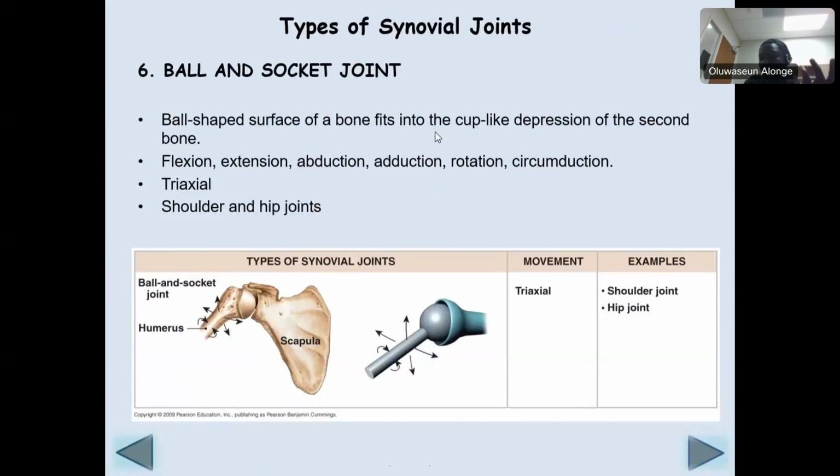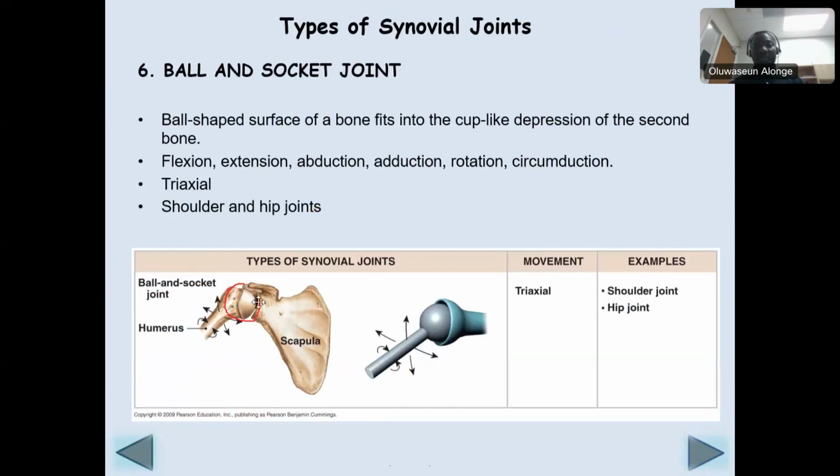Now, ball and socket joint, this is a predominant joint in our body. I was telling you when I was teaching appendicular skeleton how the head of the humerus fits into the glenoid cavity of the scapula. That is a ball and socket joint, and that's what you see right there. The same happens when the head of the femur fits into the acetabulum of the hip bone. That is a ball and socket joint.